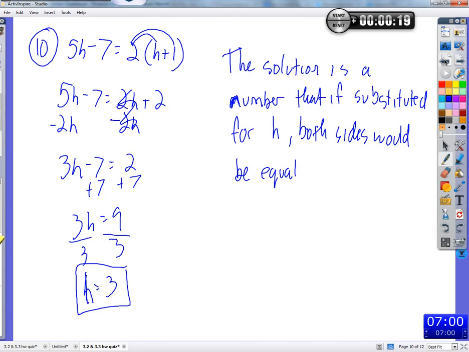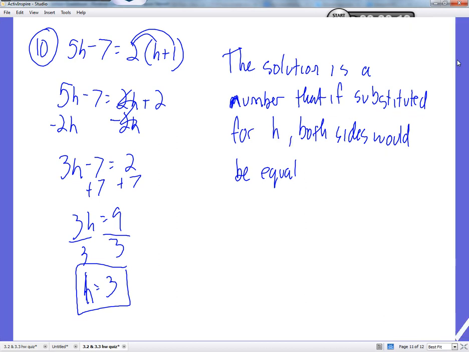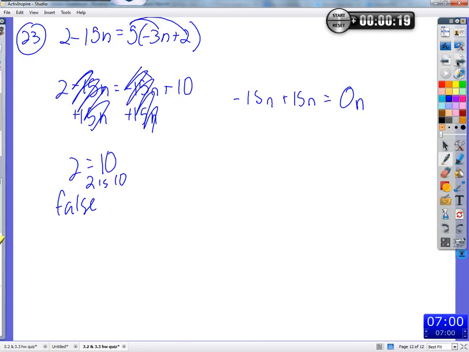We're looking for the solution. What is the solution? What's the solution to this equation? Here it is. We're saying it right here. It's the number that if substituted for h, both sides would be equal. All right? So we come to this problem and we're trying to look for the solution. We're looking for a number that we can plug in for n that would make both sides equal.